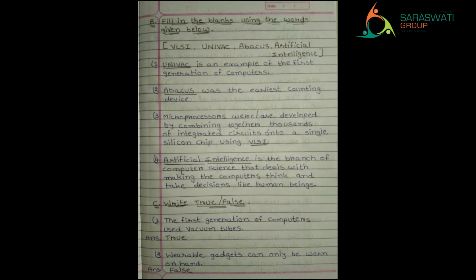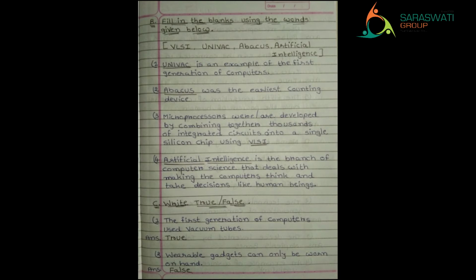Now the fourth blank. Blank is the branch of computer science that deals with making the computers think and take decisions like human beings. This is very easy to identify, right? Which generation of computers had the capacity to think and to take decisions like humans? That is the fifth generation. But which was the technology used in that? Artificial intelligence, right? So that was your blank section.